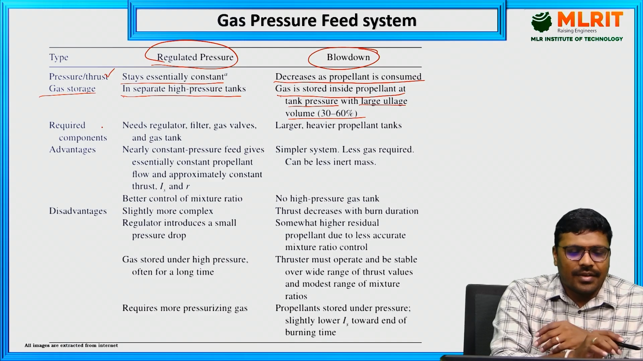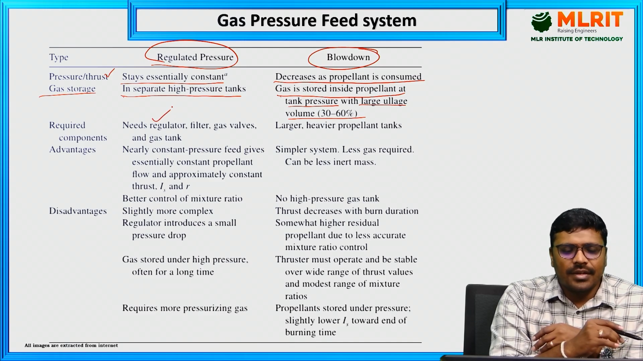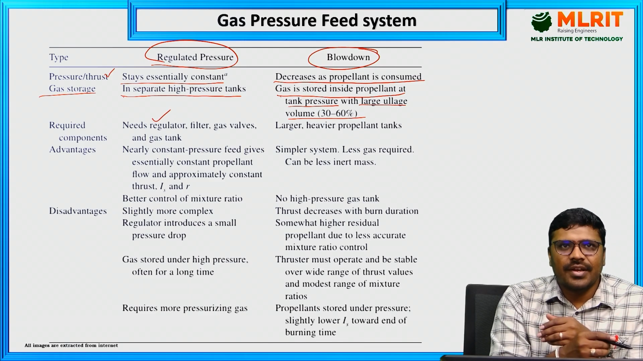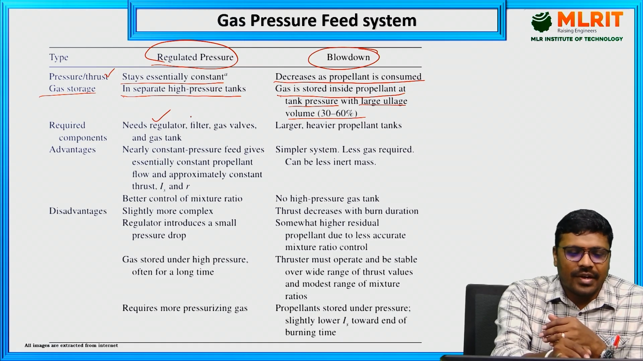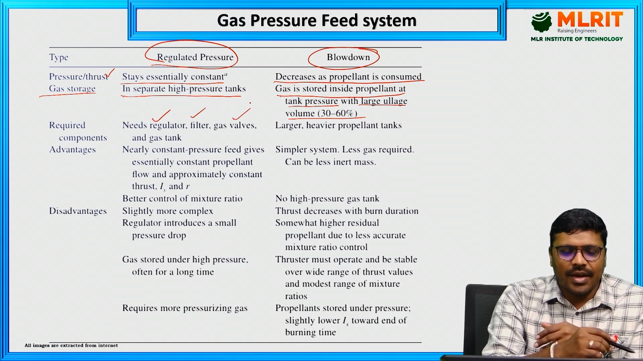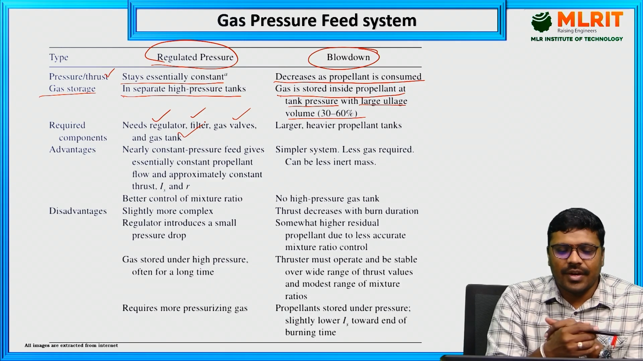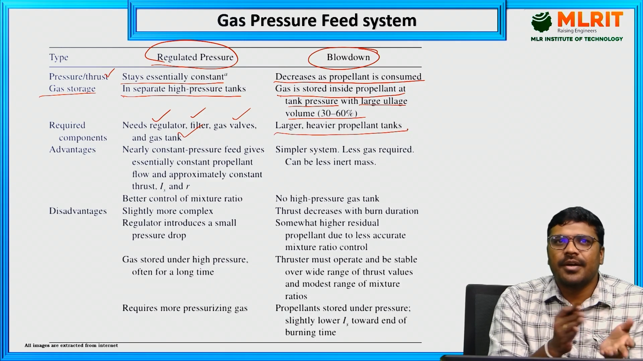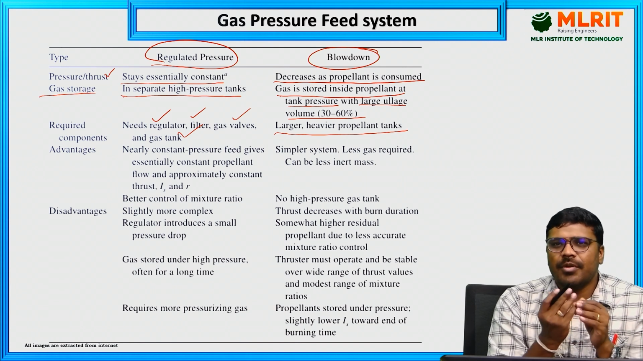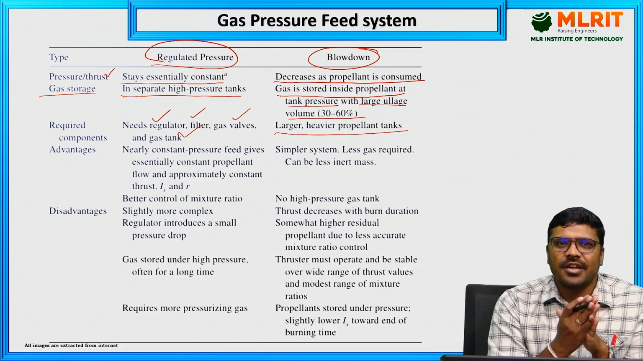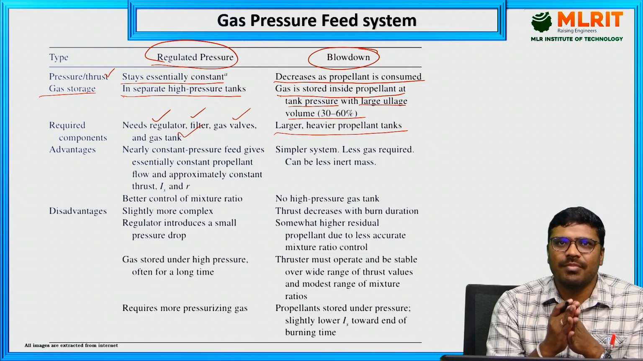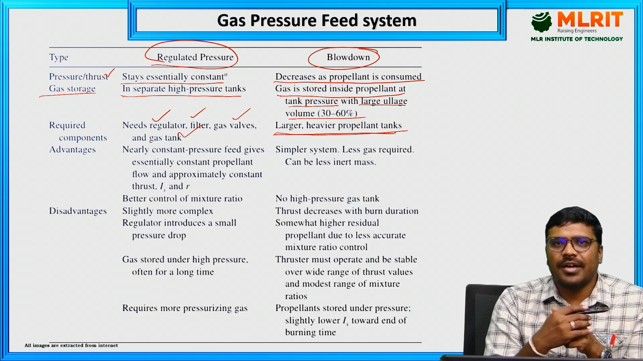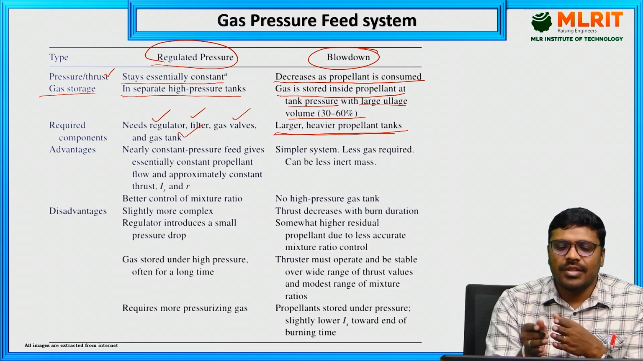And required components: we need a regulator for the regulated pressure mode of the system, and filters. We need gas valves, and gas tanks are also required. Coming to the blowdown mode, larger, heavier propellant tanks are required compared to the regulated mode. In the regulated mode, the propellant tank size decreases because there is no need to maintain empty space. But coming to the blowdown mode, we have to maintain some empty space. The size of the tanks will be increased. Larger, heavier propellant tanks will be used in blowdown mode.